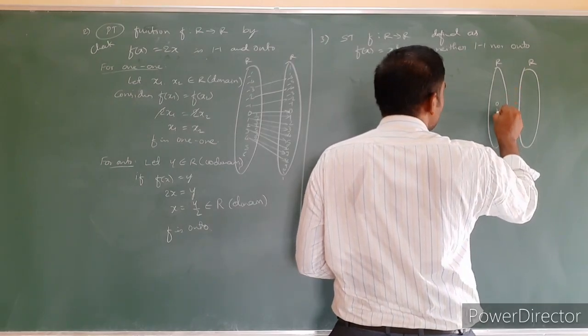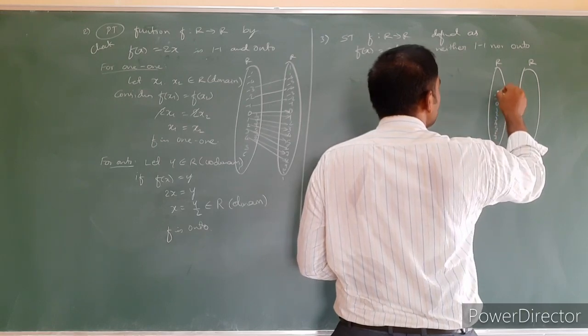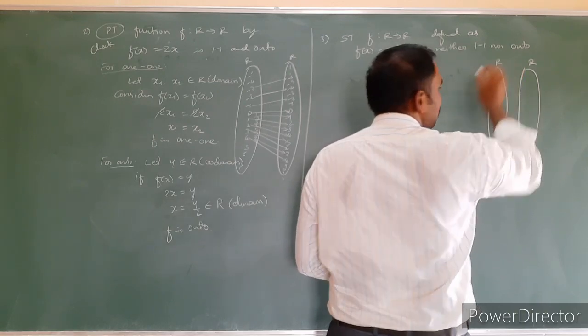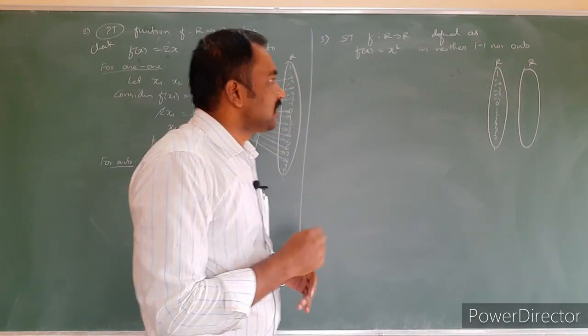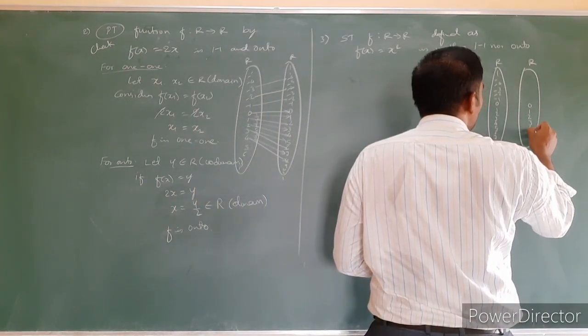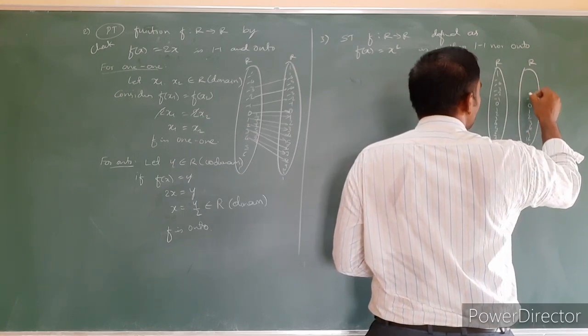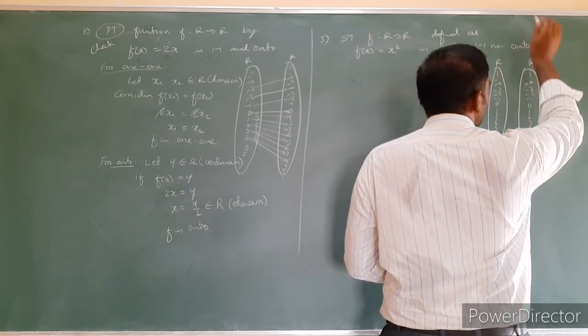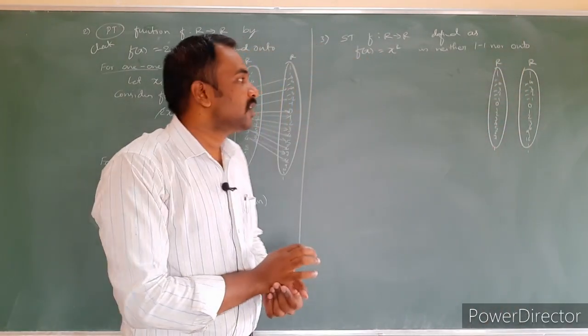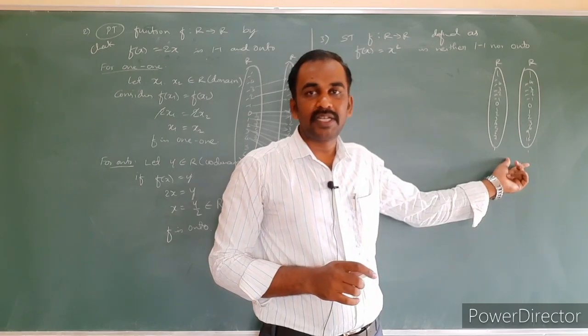Real numbers are there. 0, 1, 2, 3, 4, 5, 6, 7, and so on, and minus 1, minus 2, minus 3, minus 4, and so on. These are all the real numbers in the domain set. Similarly, codomain set 0, 1, 2, 3, 4, 6, 7, 8, 9, 16 like that. Here also minus 1, minus 2, minus 3, minus 4, so on to negative. Now try to get the images. Just writing for your better understanding.